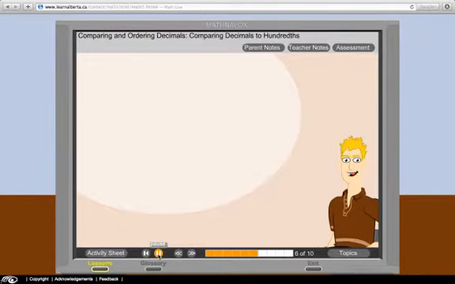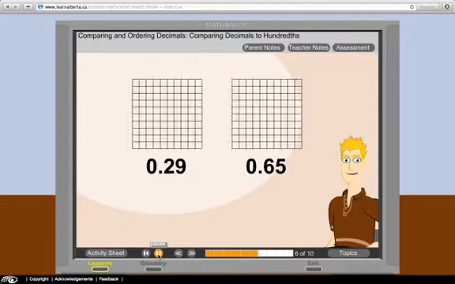Let's compare the numbers 0.29 and 0.65. Once again, we'll show these numbers on 100 grids. The first number, 0.29, is also expressed as 29 hundredths. That means we can fill in 29 of the 100 squares on the grid to show this number.